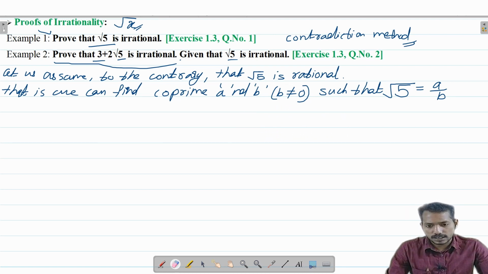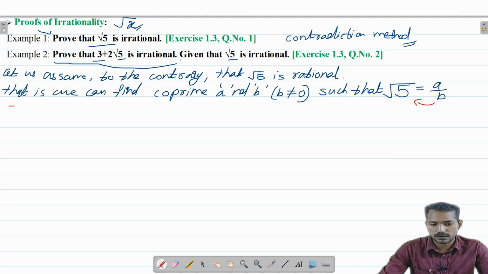Once we have this statement according to our assumption, we can modify it. We can take this B to the right side, so we get root 5 B is equal to A. We modified it. Then we are going to square on both sides.